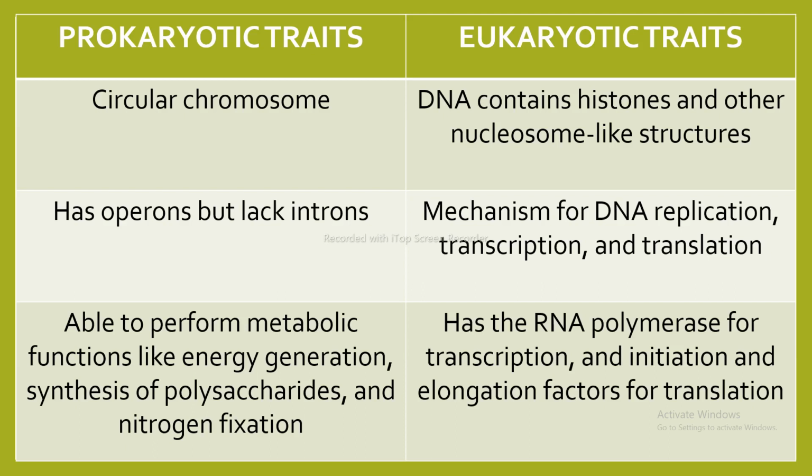Prokaryotic traits: circular chromosome. Eukaryotic traits: DNA contains histones and other nucleosome-like structures. Prokaryotic traits: has operons but lacks introns. Eukaryotic traits: mechanism for DNA replication, transcription and translation. Prokaryotic traits: able to perform metabolic functions like energy generation, synthesis of polysaccharides and nitrogen fixation. Eukaryotic traits: has the RNA polymerase for transcription and initiation and elongation factors for translation.